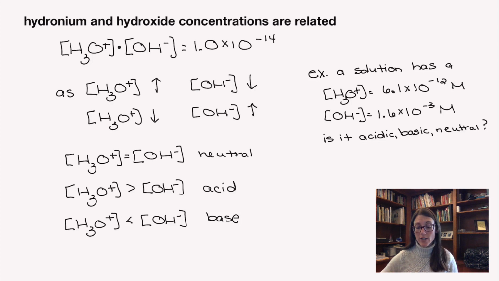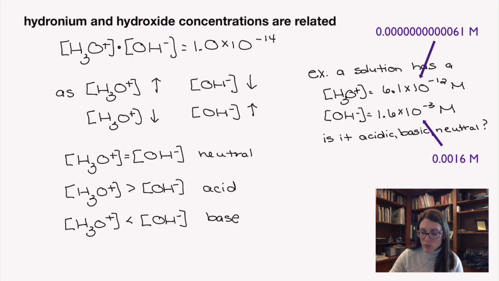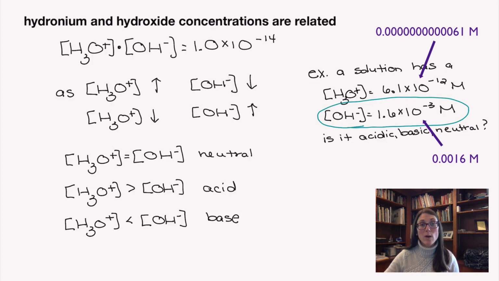If we have a solution that has a hydronium ion concentration of 6.1 times 10 to the negative 12th molar and a hydroxide ion concentration of 1.6 times 10 to the negative 3rd molar, is this acidic, basic, or neutral? What we're going to do is look at these numbers and decide which one's bigger. Hydroxide at 1.6 times 10 to the negative 3rd molar is the larger value. Since hydroxide is greater than hydronium, this is a base.